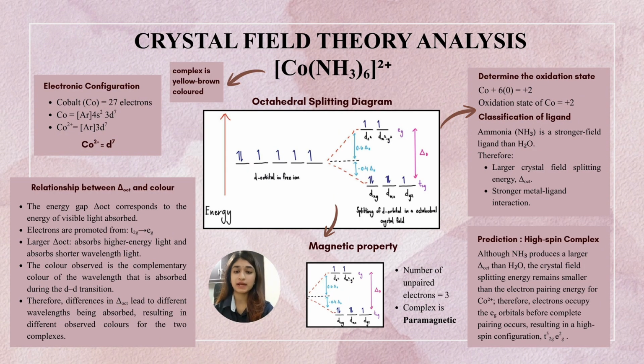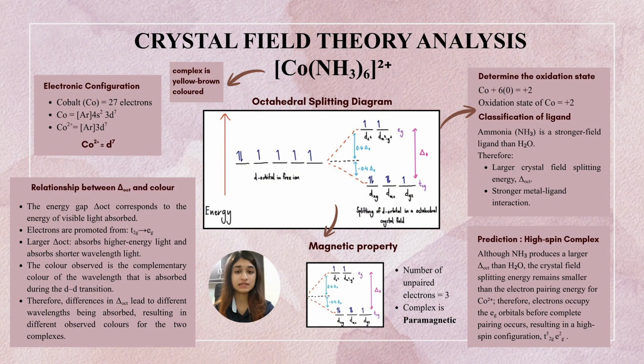While the previous complex, the hexaaquacobalt ion, contains the weaker field ligand H2O, this complex contains NH3, which is a stronger field ligand. This allows us to observe how increasing ligand strength influences the crystal field splitting and the properties of the complex. First, because ammonia is a neutral ligand, the oxidation state of cobalt in hexaamminecobalt is 2+. Therefore, the central metal ion is cobalt 2+, which has a d7 electronic configuration.